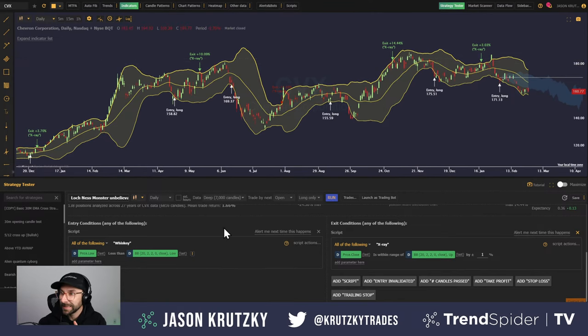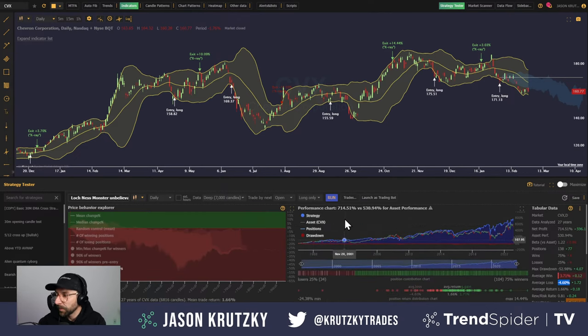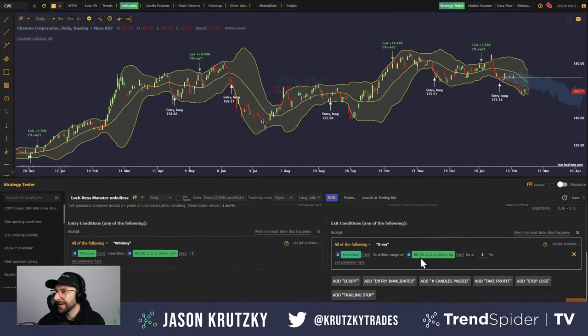Last time what we did was we changed it to price making the low below the lower Bollinger Band, and that really helped us. It didn't quite fix the strategy, but it helped. It gave us a better overall performance. So we can either change the exit completely or we can add protection.